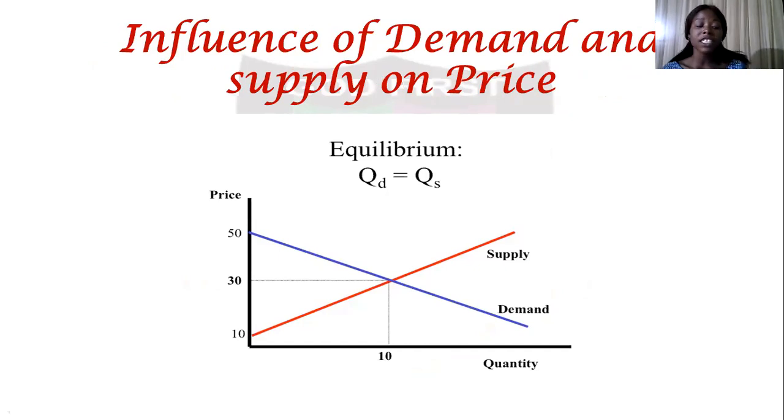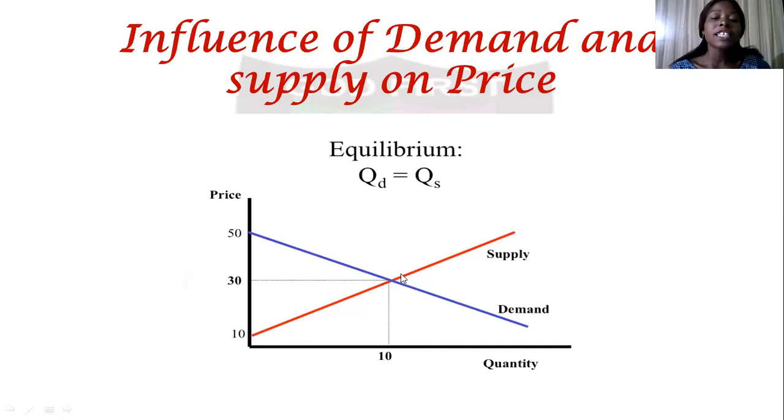In a free market, the forces of supply and demand will determine the price of a commodity. When the amount demanded and the amount supplied are equal, the price is known as the equilibrium price. Take for example this graph. You see this is a plot of demand, an inverse proportion between price and quantity demanded, while the plot of supply is a direct proportion between price and quantity supplied.